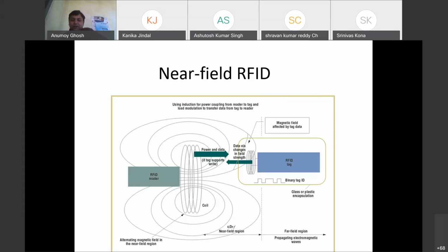So whenever the RFID tag is in the near field region of the reader, then the reading of the tag by the reader will be due to electromagnetic induction according to Faraday's law.